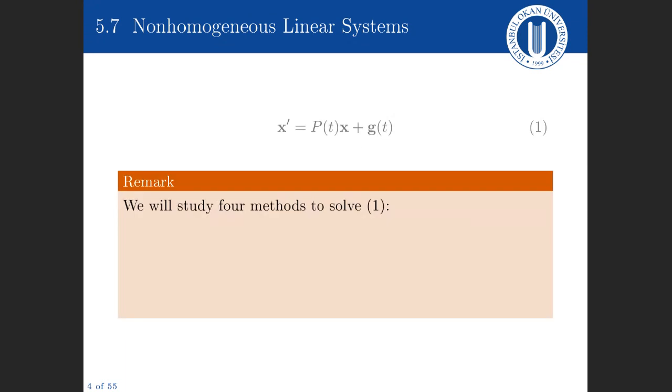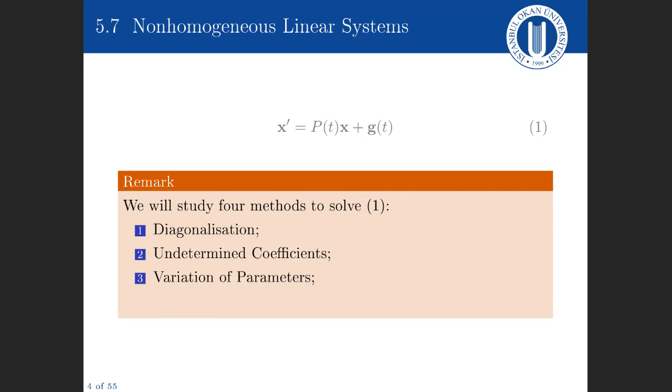This week we're going to study four methods to solve a non-homogeneous linear system. First, we're going to talk about using diagonalization. I introduced this concept last week. We're going to use the method of undetermined coefficients. Think back to chapter 3. We're going to be doing the same idea today.